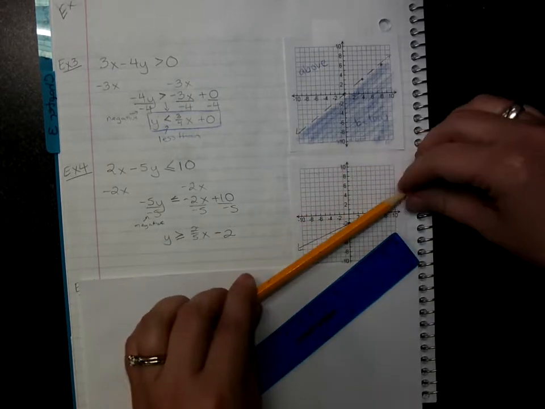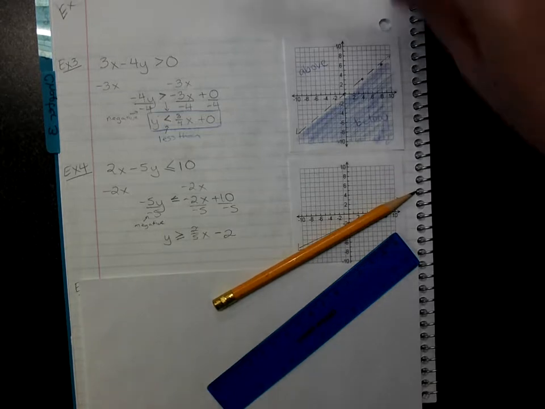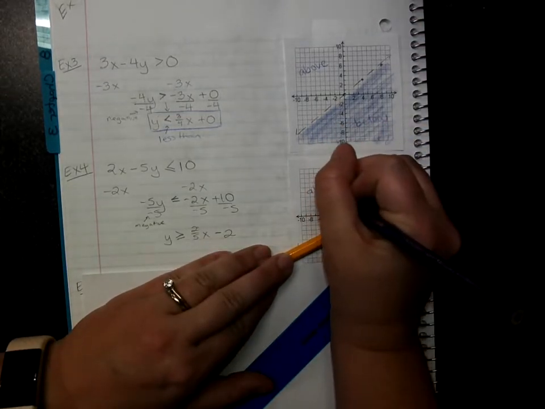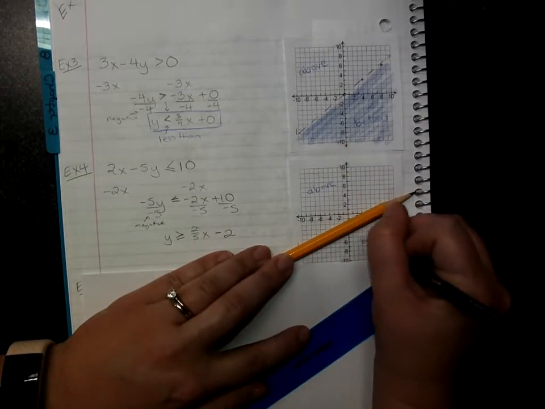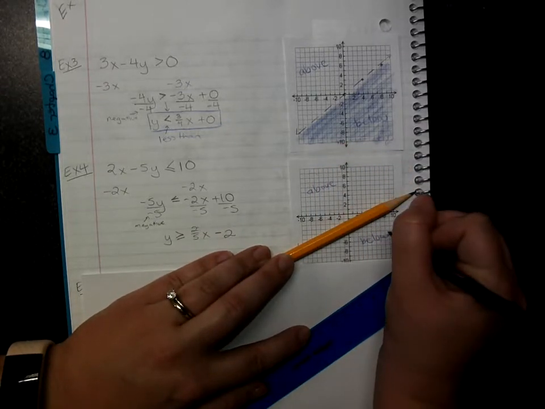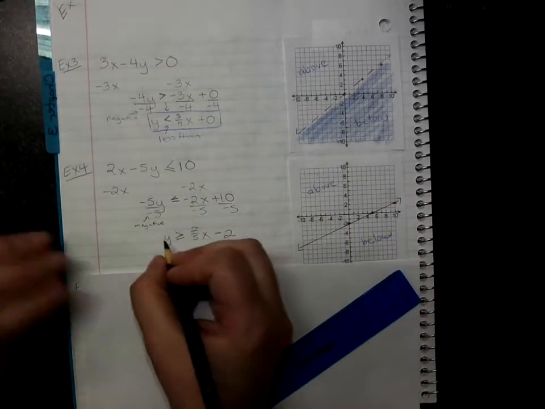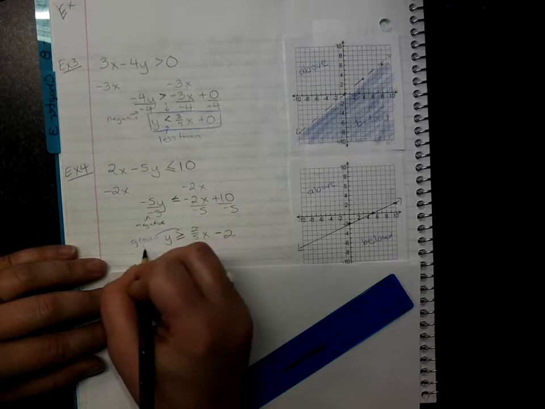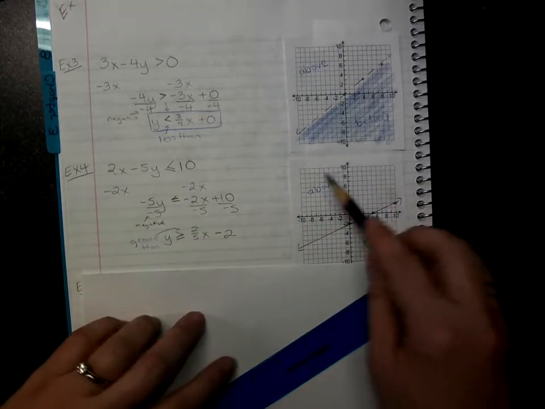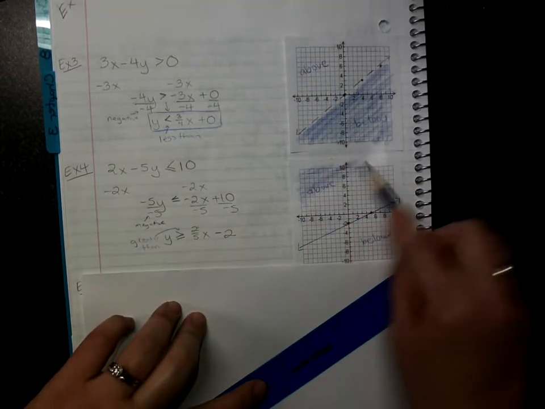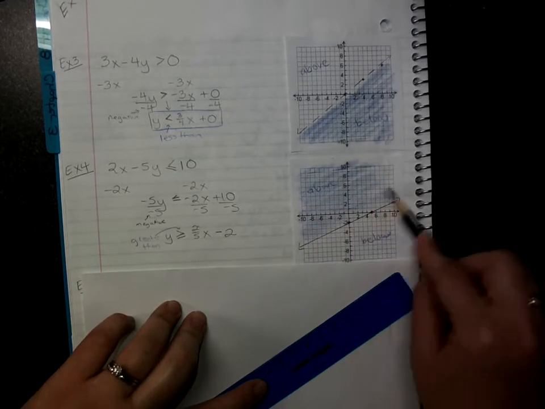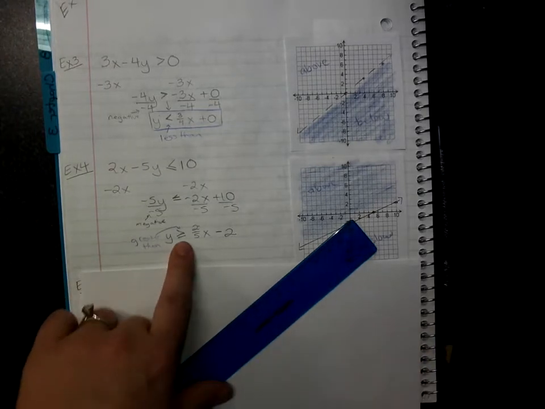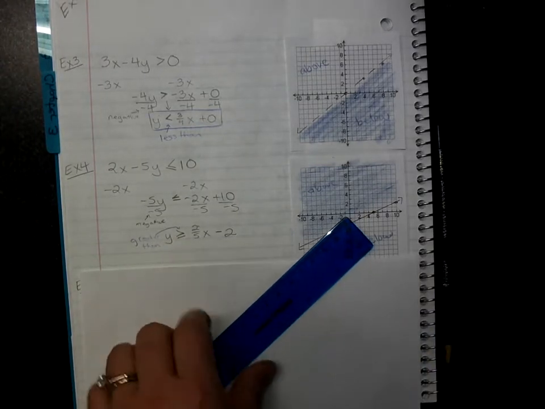It cuts the grid in half, so I need to decide above and below. It's very similar to example 3. This part is above the line. This part is below the line. And then I go back to my inequality. It says greater than, so I shade above that line. So this tells you the type of line, and then the inequality tells you above or below.